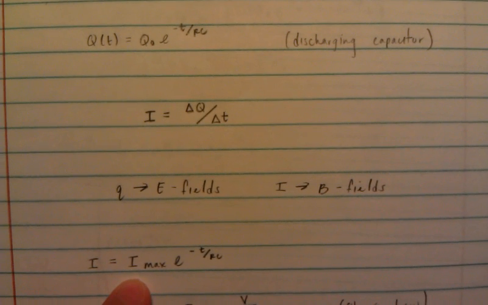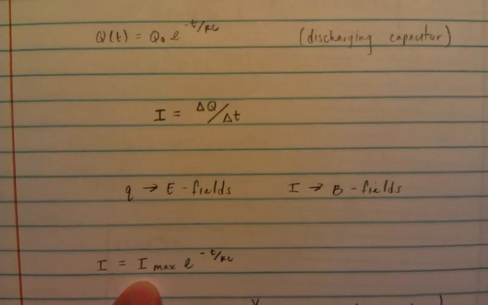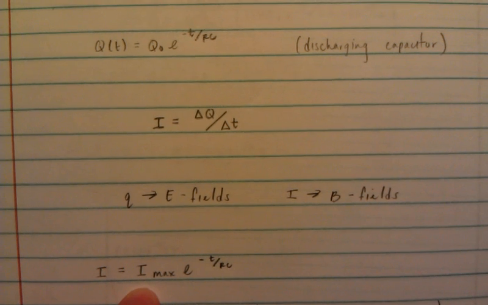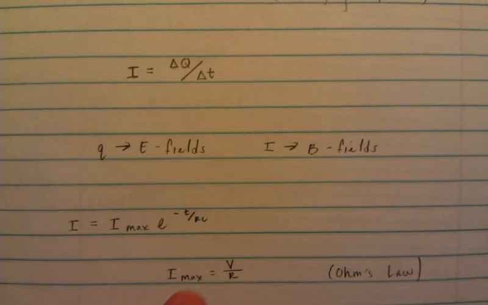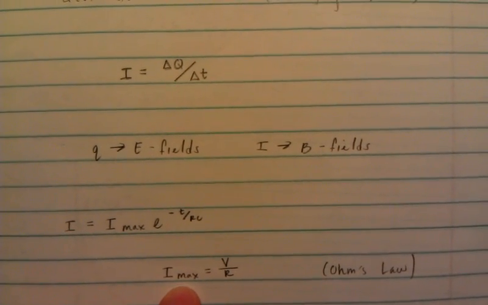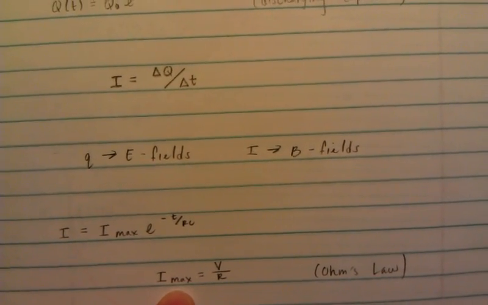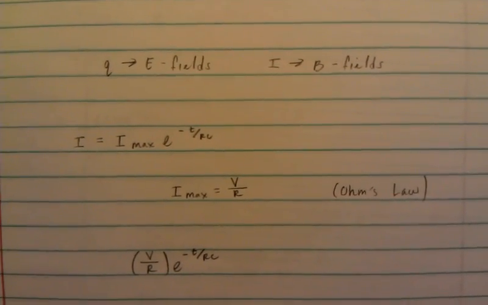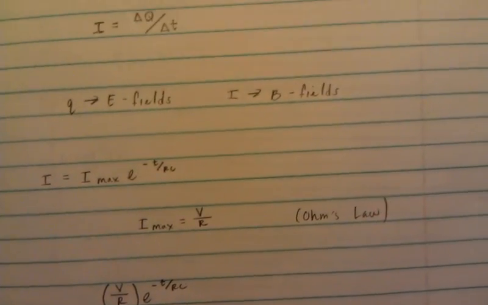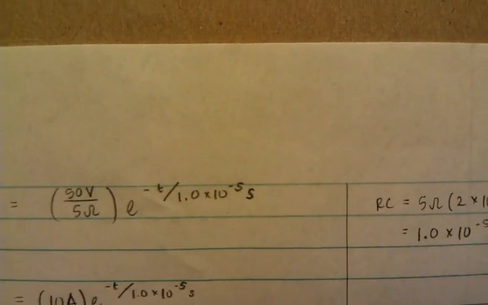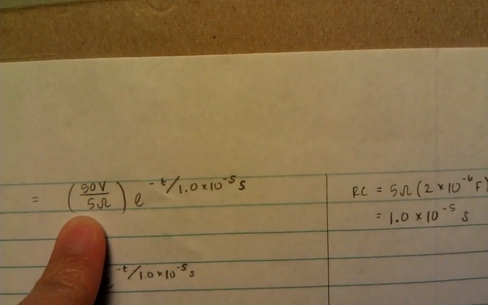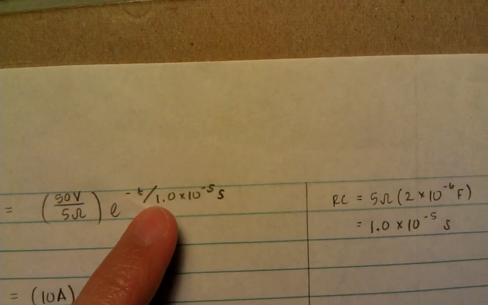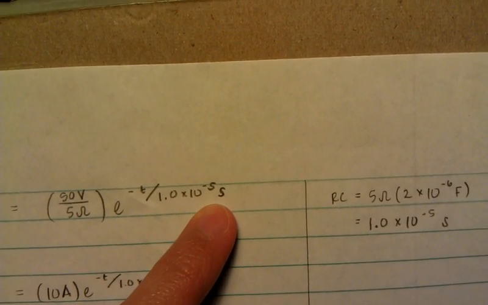And we know that this will be I max because since it's discharging, the value at t equals 0 will be the biggest. And then we'll use Ohm's law to get current equals V over R, or voltage over resistance, and that'll give us the equation V over R times e to the negative t over RC. And here I plugged in values that were given in the problem statement, and that is 50 volts over 5 ohms times e to the negative t over 1 times 10 to the negative 5 seconds.